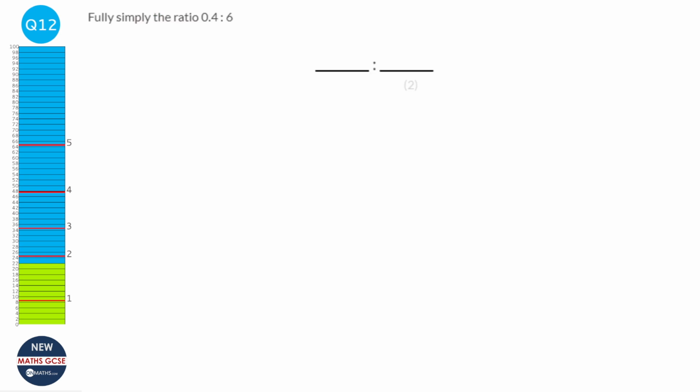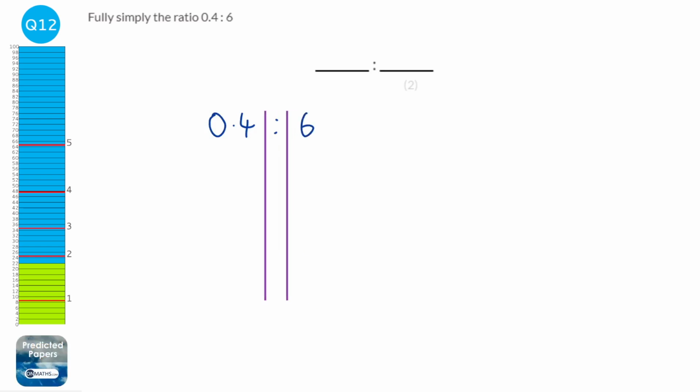Just like when you're simplifying fractions, you can't have decimals at the top and bottom. You can't have decimals at the left and right of a ratio. So we're going to have to get rid of this decimal. And the way we're going to do that is just simply times each side by 10. And that will leave 4, and that will be 60.